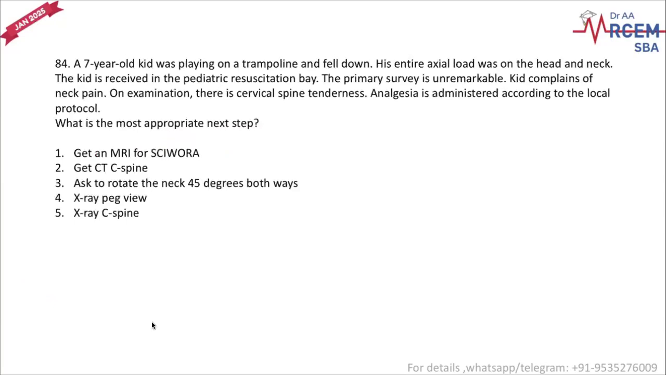A 7-year-old child was playing on a trampoline and fell down. His entire axial load was on the head and neck. The kid is received in the pediatric resuscitation bay. The primary survey is unremarkable. The kid complains of neck pain. On examination, there is cervical spine tenderness. Analgesia is administered according to the local protocol. What is the most appropriate next step? What will you be doing for this patient?